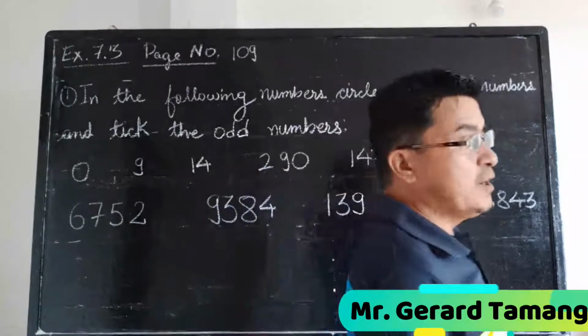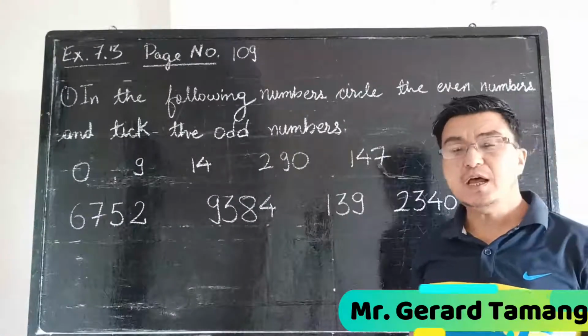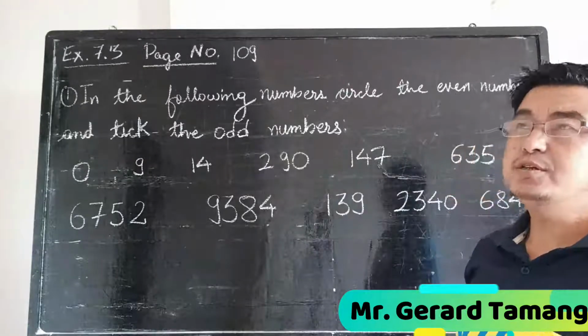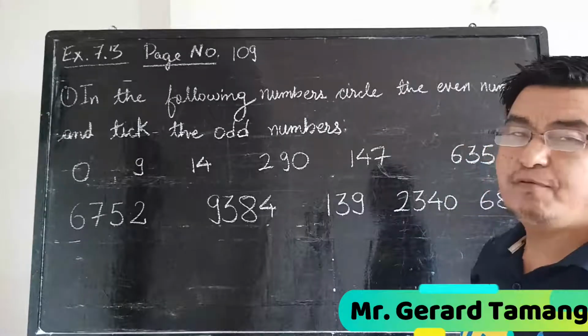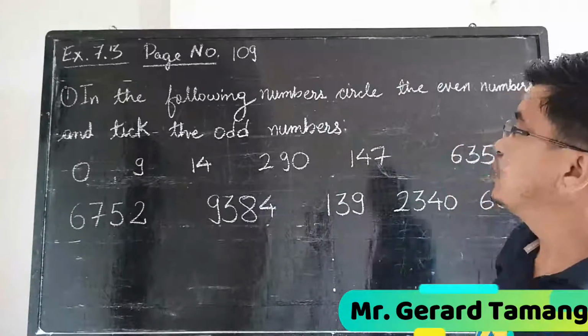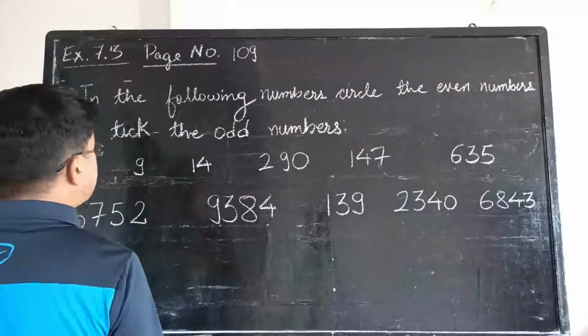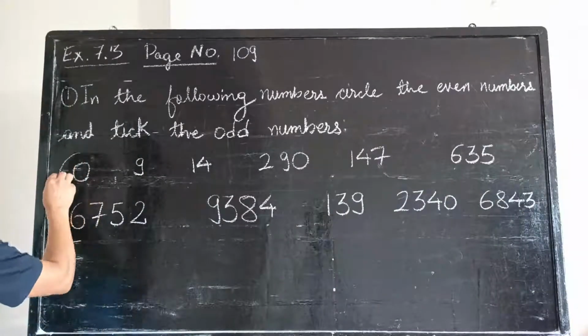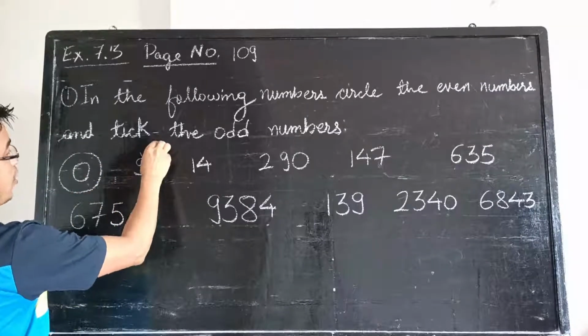Now, which are the even numbers? 0, 2, 4, 6, 8. These are even numbers, and the rest are 1, 3, 5, 7, 9. Those are odd numbers. Now 0 is an even number, you circle. 9 is odd, you tick the odd.